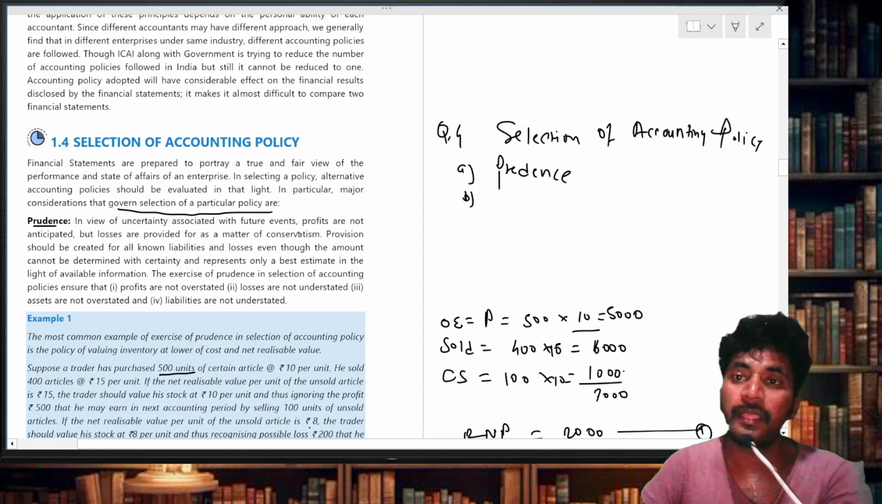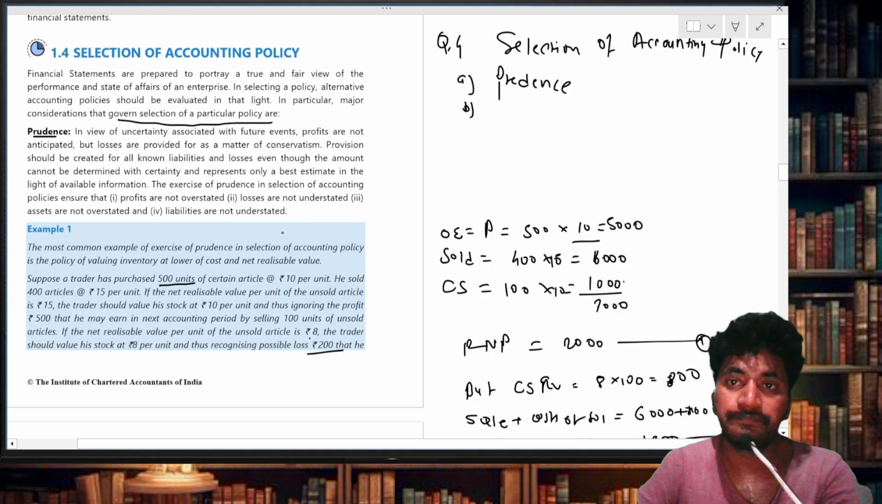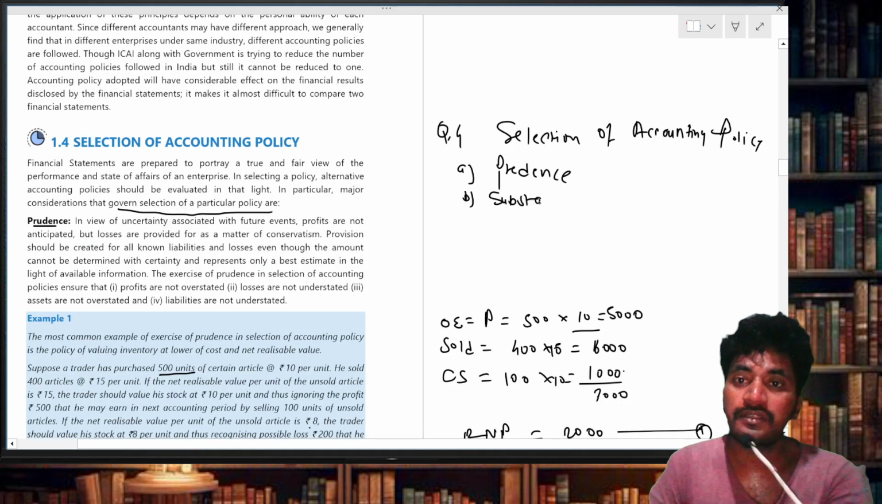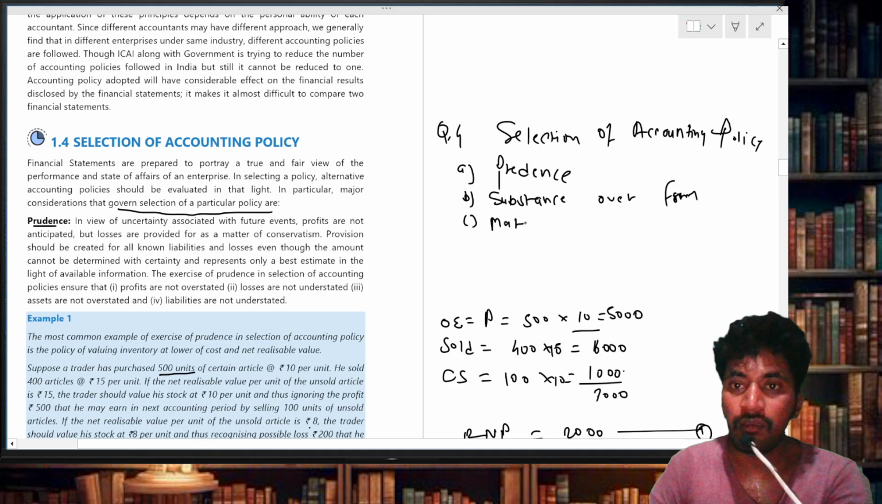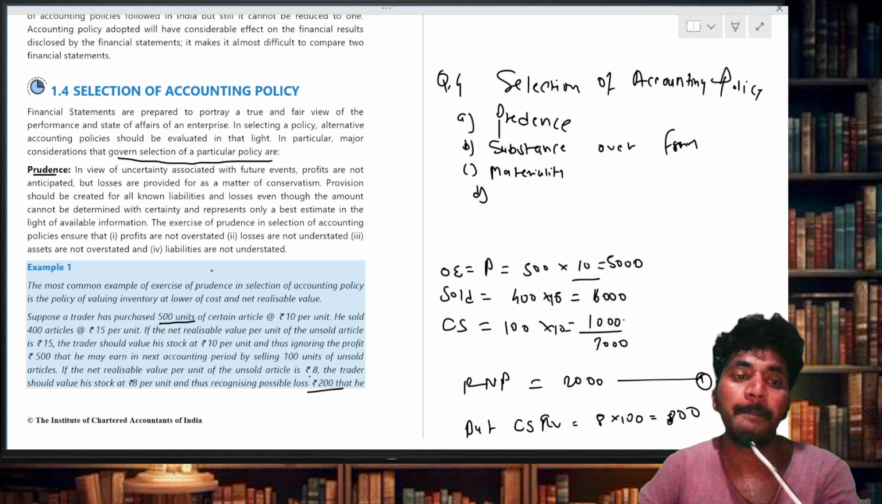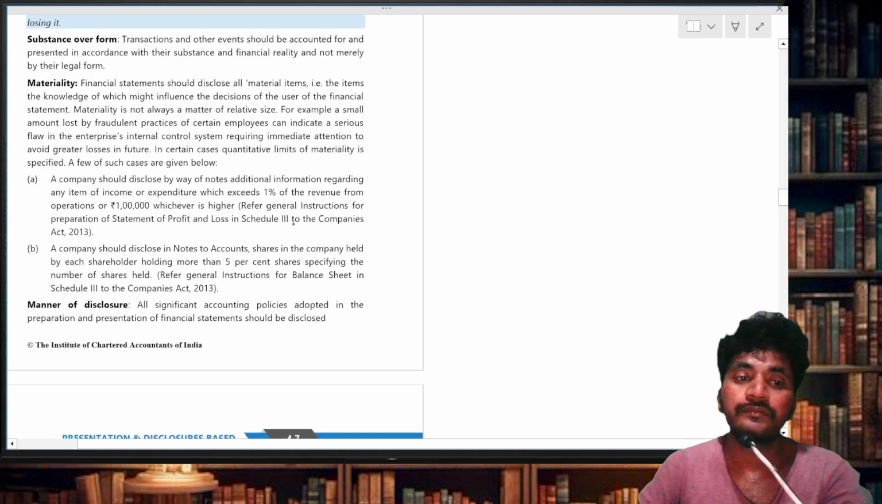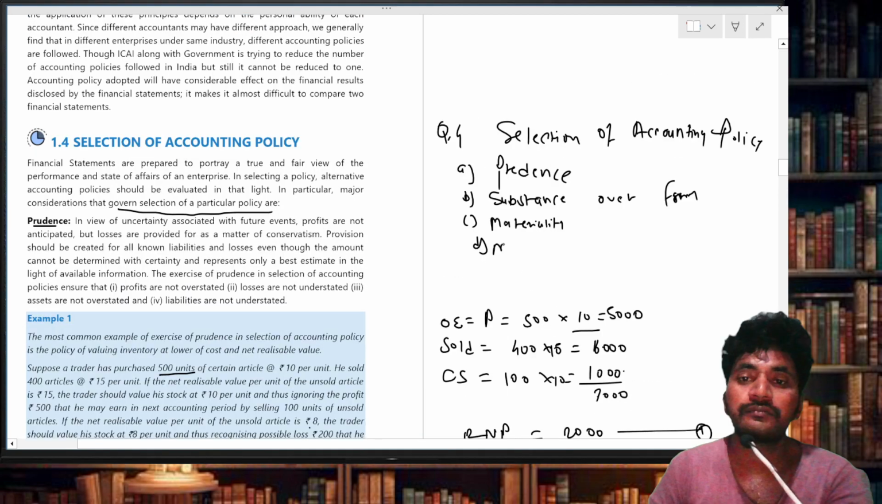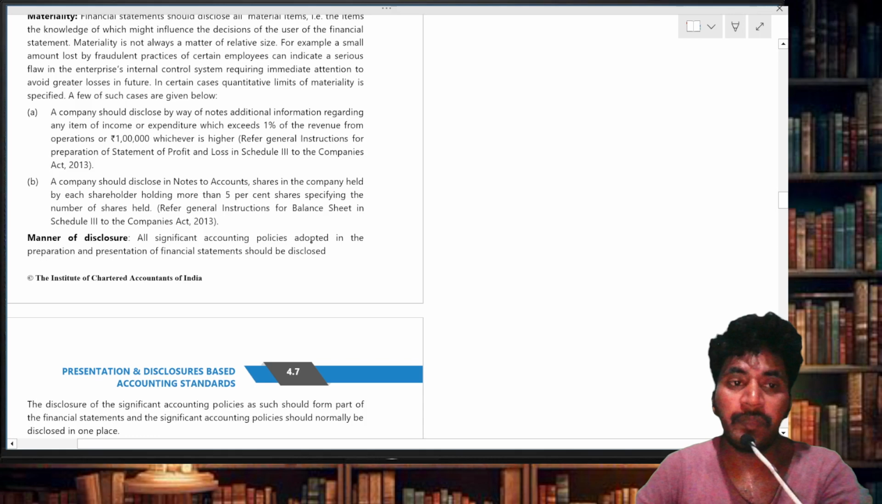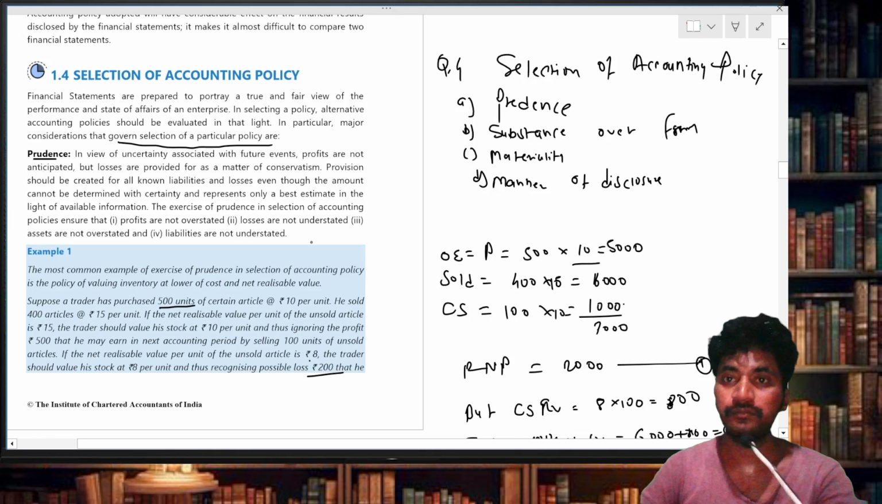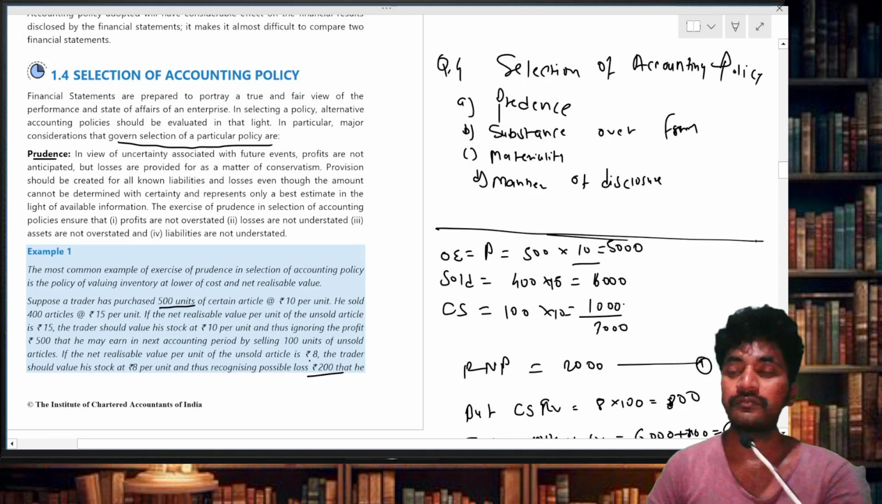Second, substance over form. Third, materiality. And fourth, manner of disclosure.